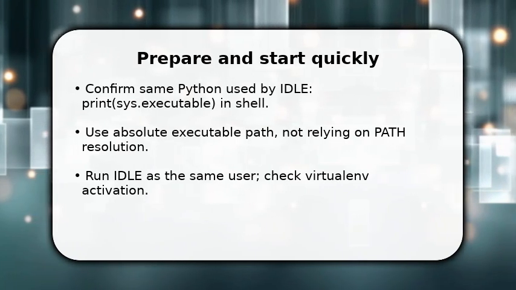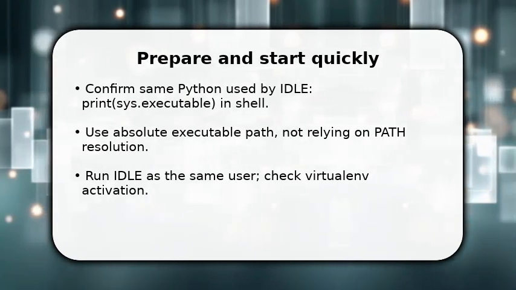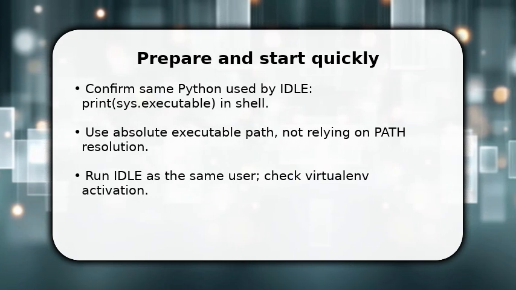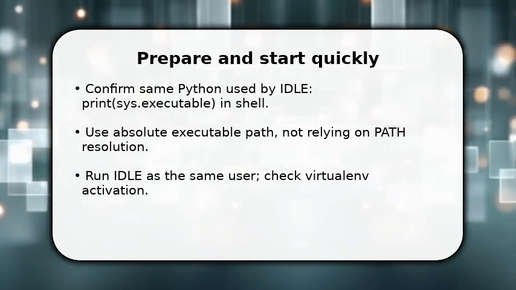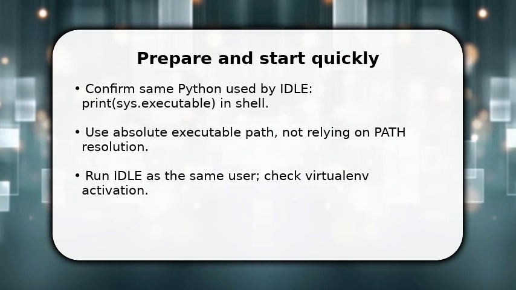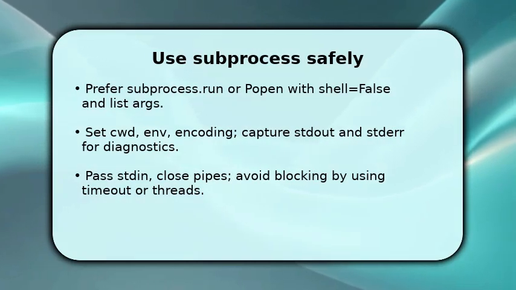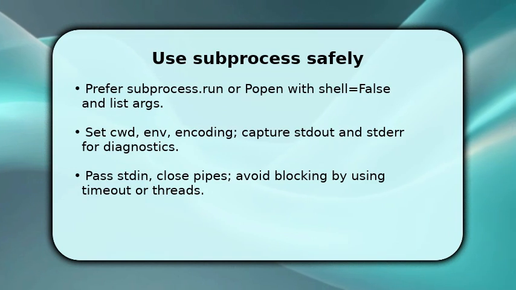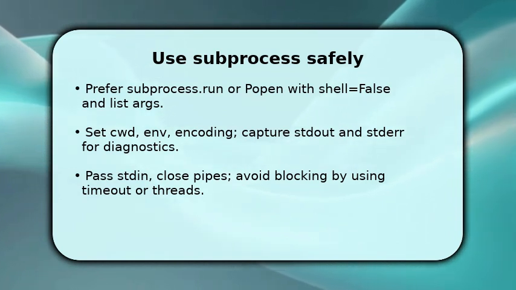Then start replacing shell=True calls with explicit executable paths, so you can control the environment and avoid shell-dependent failures. You now handle the complex middle steps: switch to subprocess.run or subprocess.Popen with shell set to False and pass the command as a sequence.